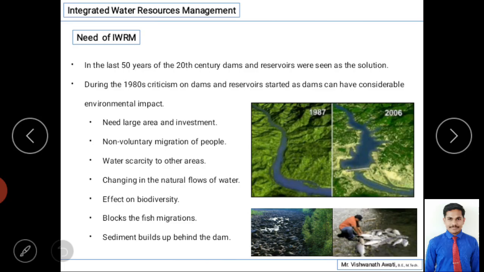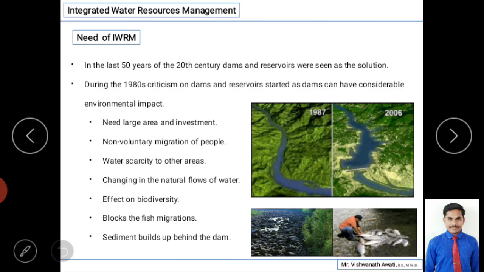Then, change in the natural flow of water affects the biodiversity. What does effect on the biodiversity mean? We require huge construction activities, which means we have to create roads. Creating roads means removing plants, that is, deforestation. Due to the deforestation, many species, birds and insects will lose their livelihood. So that is how it impacts the biodiversity.